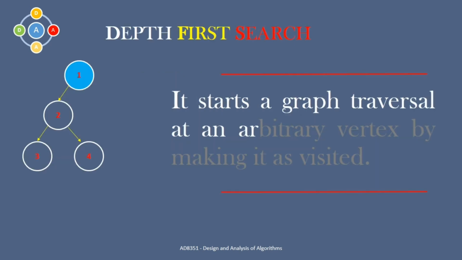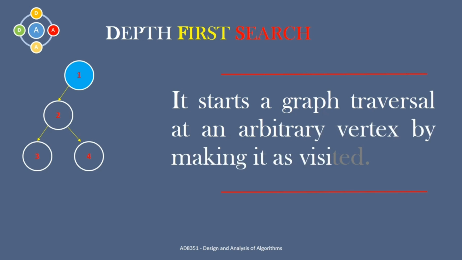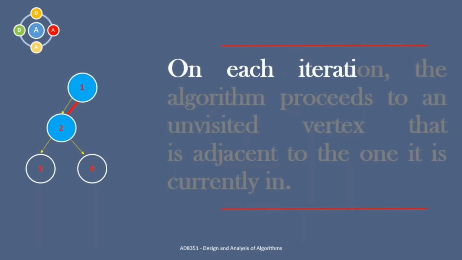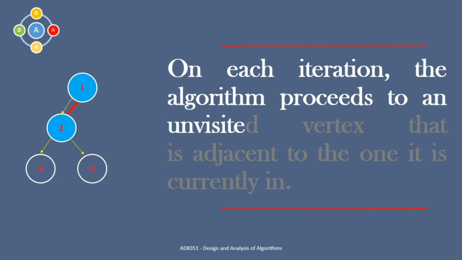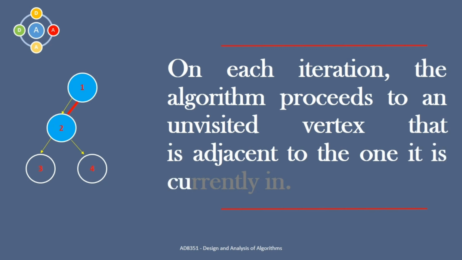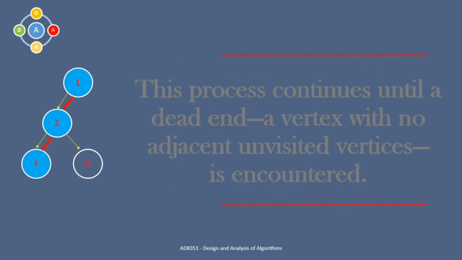First, it starts a graph traversal at an arbitrary vertex by marking it as visited. In this example, the arbitrary vertex is 1. The graph traversal starts at the arbitrary vertex 1 and marks it as visited. On each iteration, the algorithm proceeds to an unvisited vertex that is adjacent to the one it is currently in. Now we are finding the adjacent vertex for the current node. For the current node 1, the adjacent vertex is 2.